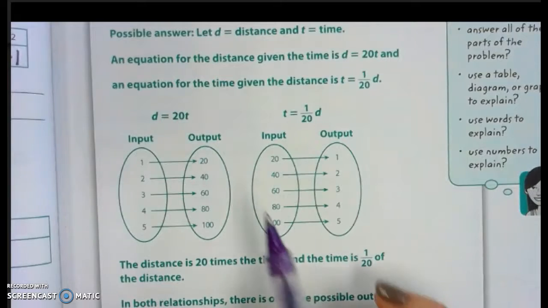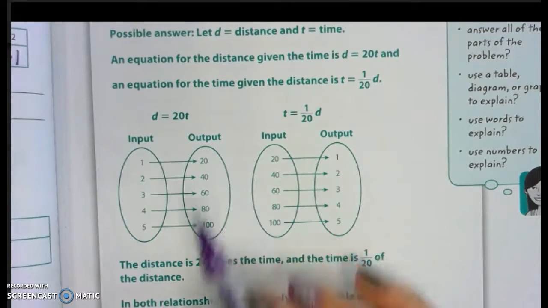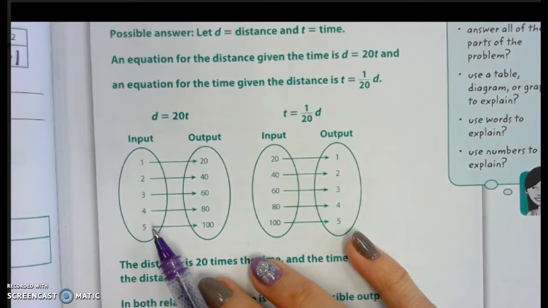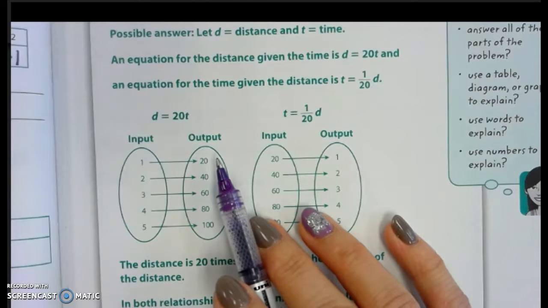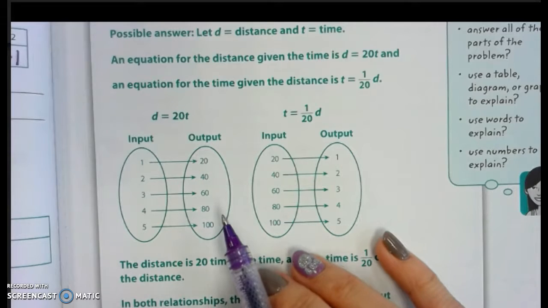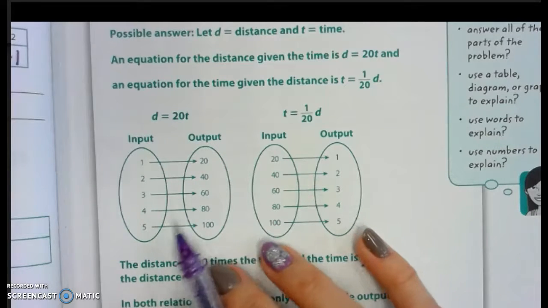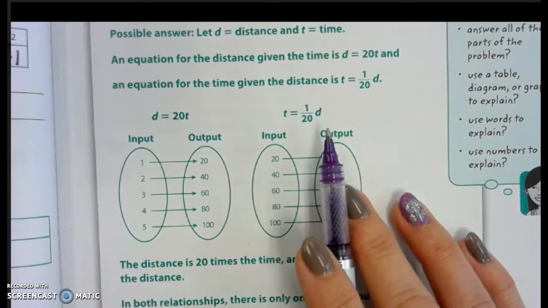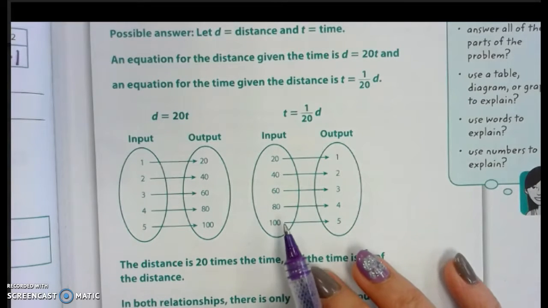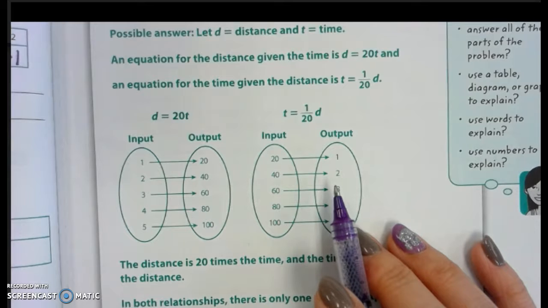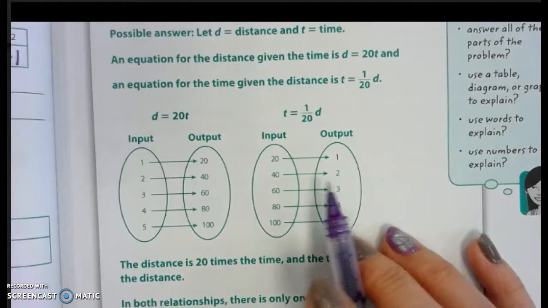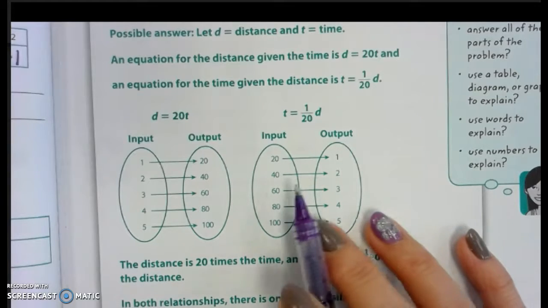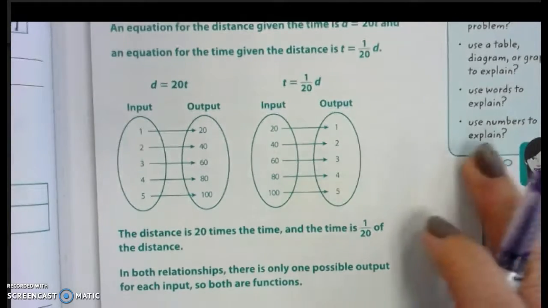Now they chose a mapping diagram for their data. Their input was 1 through 5 minutes. And their output was their distance, 20, 40, 60, 80, 100, and then they paired those up. For the other equation, their input is the distance, 20, 40, 60, 80, 100, and their output would be the time that they were traveling. And then, of course, they got 1 through 5. Connect those with a single line, and that's it.